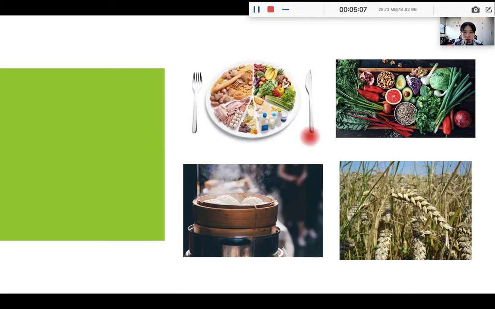Okay, so you see a plate being put into different portions, right? So this is, of course, a well-balanced diet. And then on the right, you see vegetarian. This is going to be a key word for our unit because the TED Talk is about vegetarian.